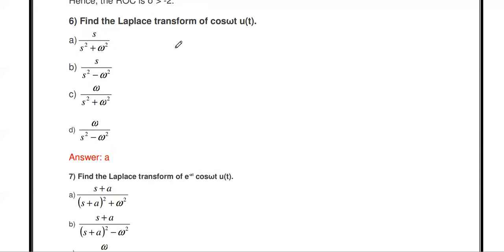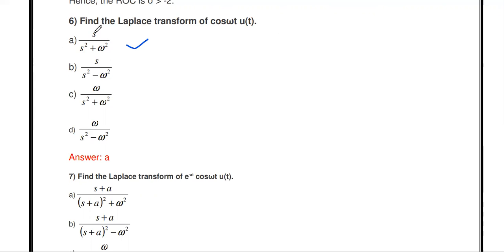Okay. So these problems we already discussed in the Fourier transform also. So what is the relation between the Fourier and Laplace transform? In the place of j omega, if you substitute s, that is the Laplace transform answer. So the Laplace transform of cos omega t u of t is s divided by s squared plus omega squared. Okay, this is the answer.